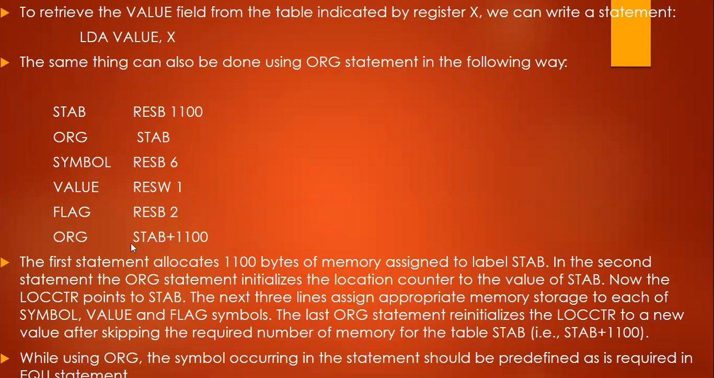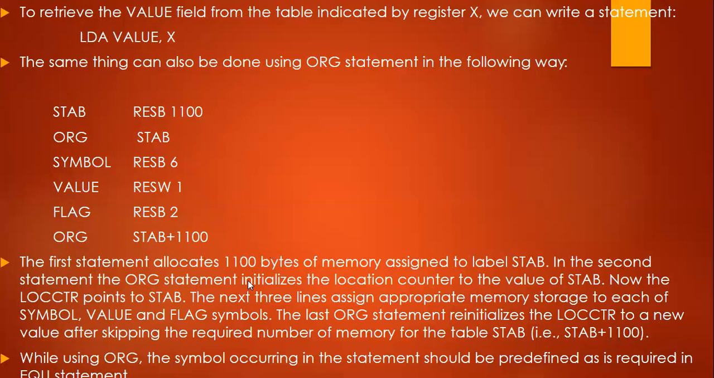Then later, origin S tab plus 1100 means we are resetting this location. So the origin we were setting was for the beginning of the SYMTAB. After that, see how many bytes we were reserving? 1100 bytes we were reserving. Like that, we are incrementing it 1100 times. Then we are out of this particular origin set. We set origin to some other value exactly.